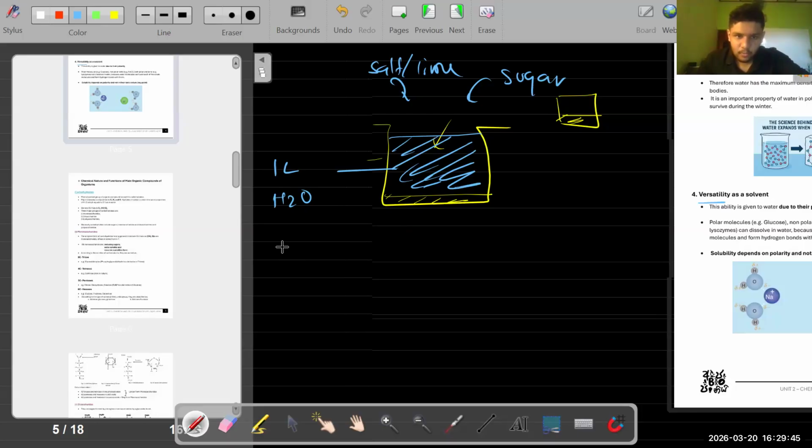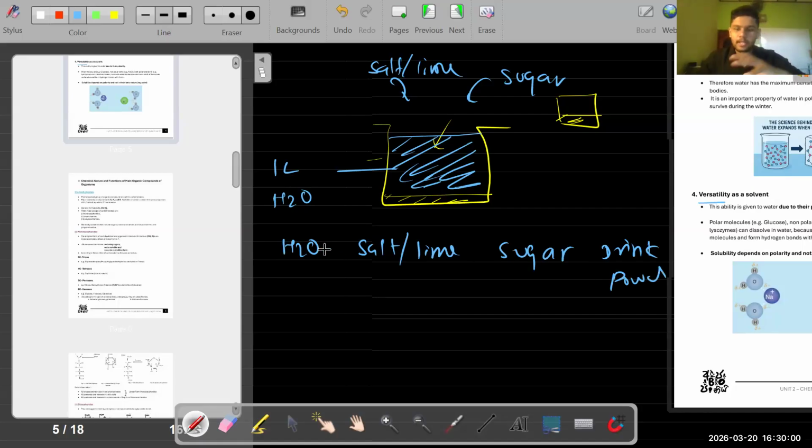See what we added? We added water, we added salt or lime, we added sugar, and we added the drink powder, right? Can you just assume and say, is the volume of water we added the greatest or the others? Now this is the question.